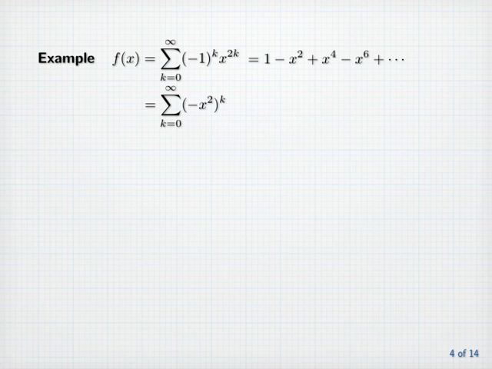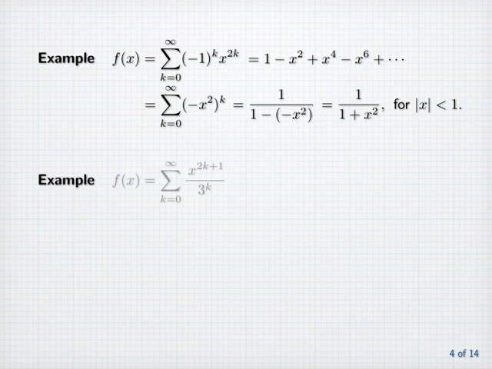And so by the closed form of the geometric series, this is equal to 1 over 1 minus minus x squared, or 1 over 1 plus x squared, provided that the absolute value of minus x squared is less than 1, which happens precisely when the absolute value of x is less than 1. Notice that the expression here for the closed form makes sense for all x, but it does not equal f of x outside of the open interval from minus 1 to 1. f of x is undefined there.